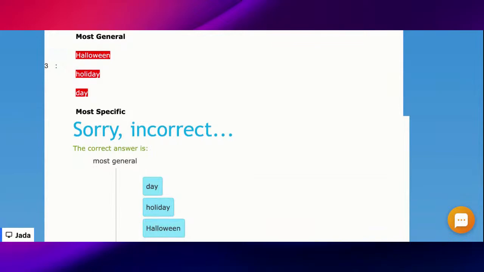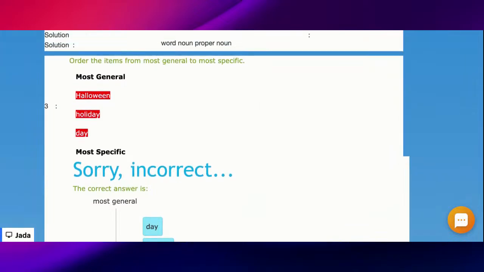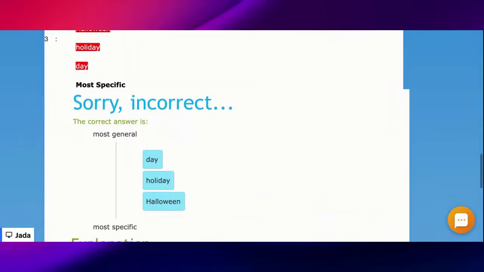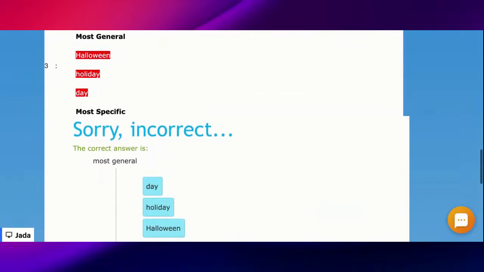Okay, so for example, we have Halloween, we have holiday, we have day. If you want to put it from the most general to the most specific, there's Halloween, there's holiday, there's day. So before we can get Halloween, we need to have the day. So we have the day, the date, and then before we can even get Halloween, we also have to have the holiday. Then when we have the holiday, we have Halloween. So without the day, without the holiday, there's no Halloween.